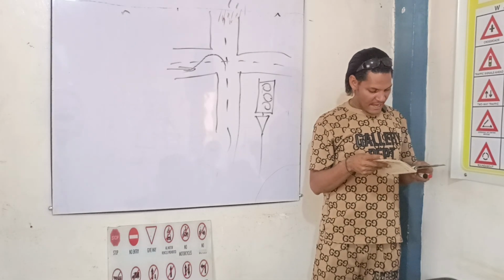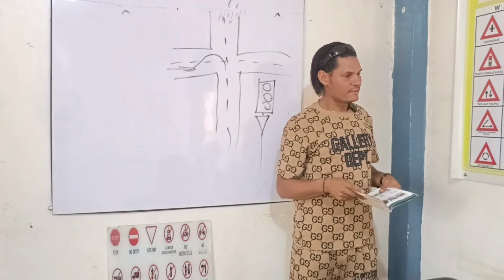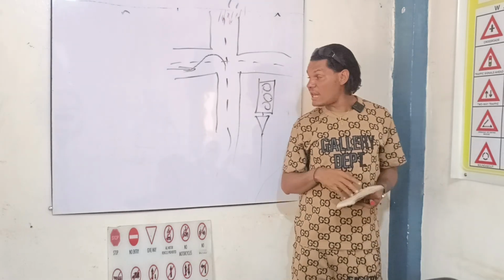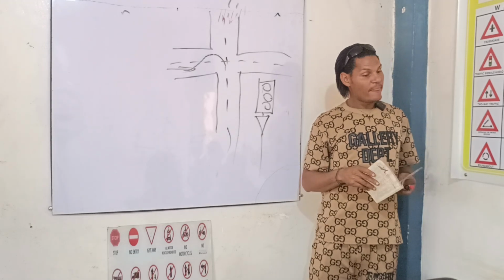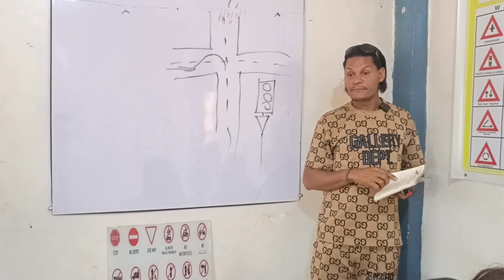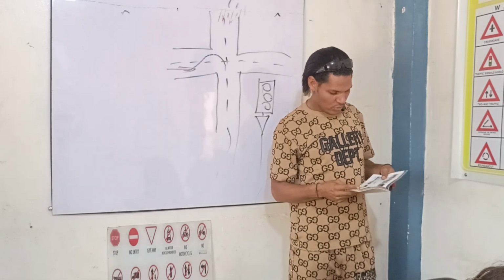Flashing amber light. Take care and slow down. Apply the rule of priority. That's a flashing light without any sign. What's the rule of priority? The right driver is always right. Good.